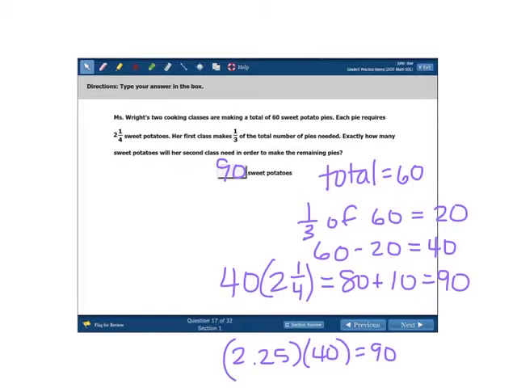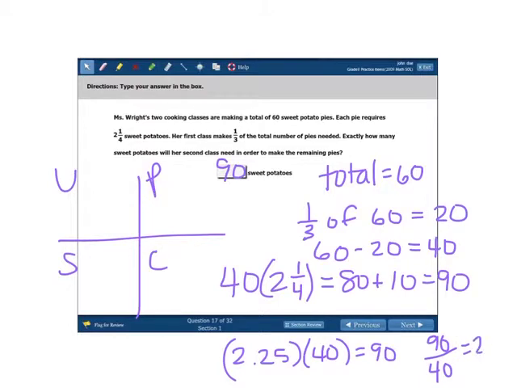So that was a multiple step problem. Remember to think about using your understand, plan, solve, and then check. Okay, if I have 90 sweet potatoes, is that going to make enough? Well, if I take 90 and divide by 40 pies, 90 over 40 does give me 2.25. So that's 2 1/4 sweet potatoes per pie. So that makes sense.